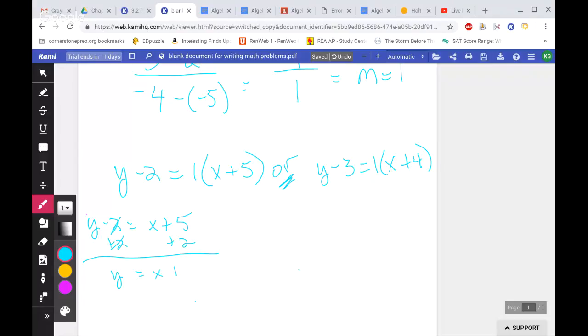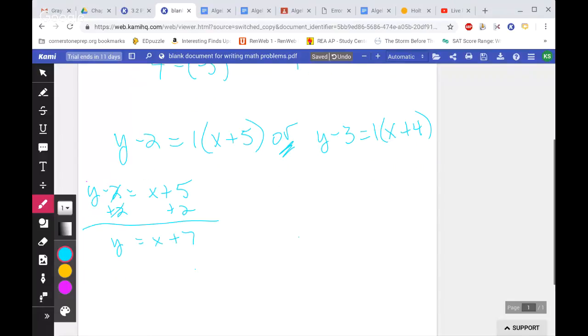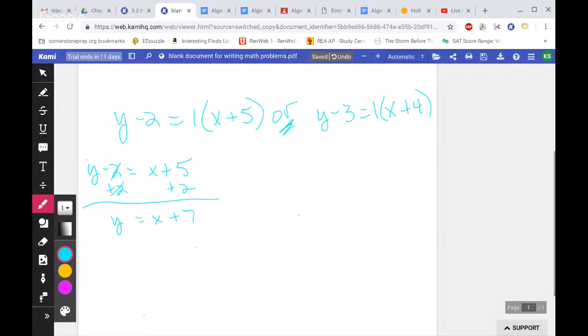And that gets me to y equals x plus 7. I'm going to move my x over to here, and I would have negative x plus y equals 7. So if you have that, great. But if you did switch it and you have this, awesome. These are correct.